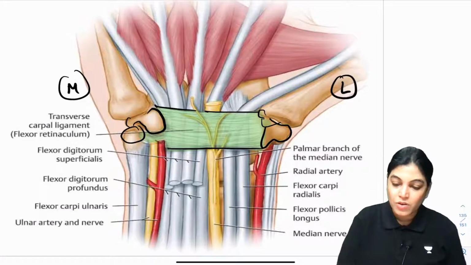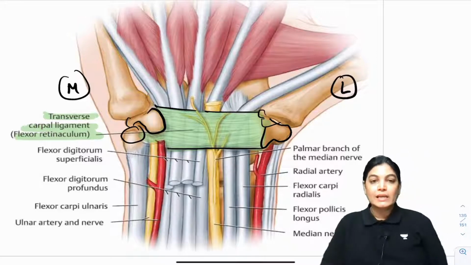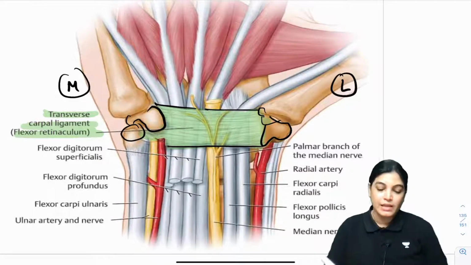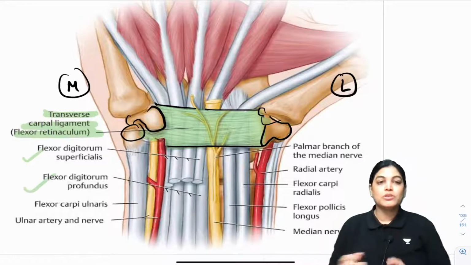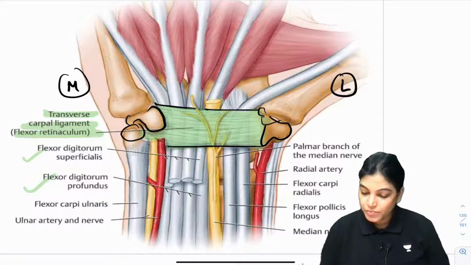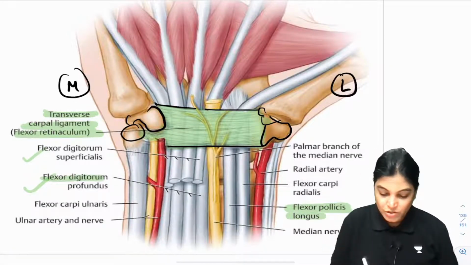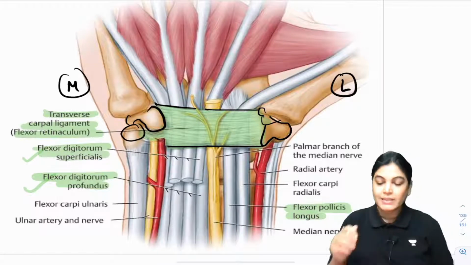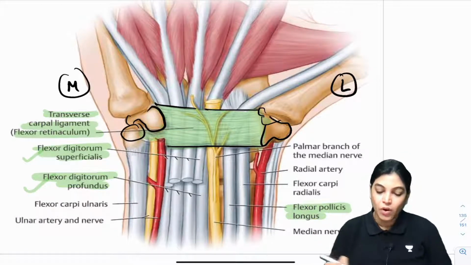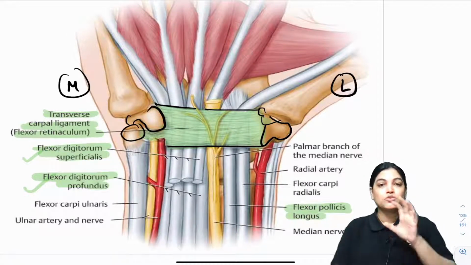Flexor Retinaculum, which is also called the transverse carpal ligament. So clearly you can see below the Flexor Retinaculum, the structures traversing are the tendons of flexor digitorum superficialis, the tendons of flexor digitorum profundus, and also flexor pollicis longus. These are the tendons which are traversing. The median nerve is also traversing below it, but not the ulnar nerve and the ulnar artery, which is passing superficial to it.